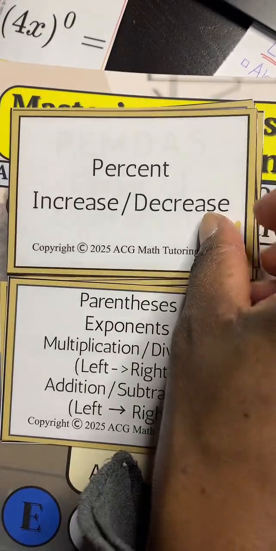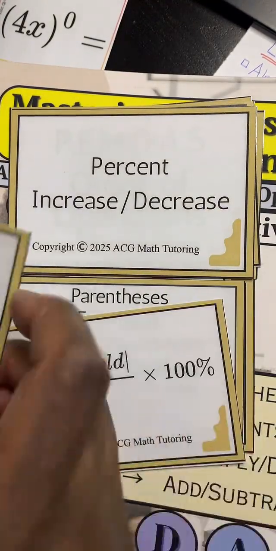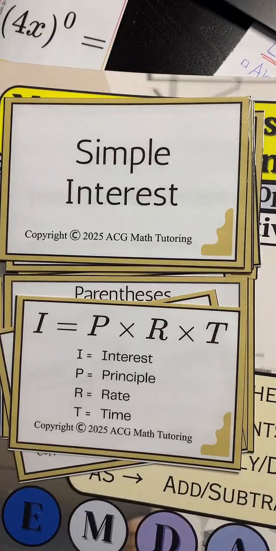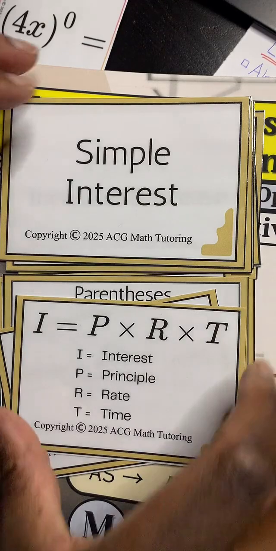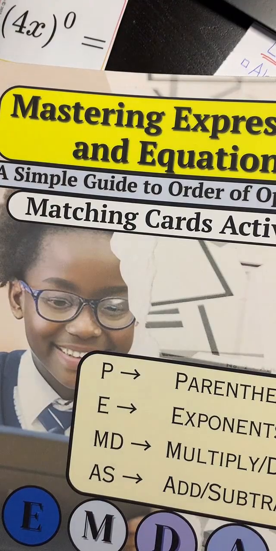Then we have our percent increase. So I have all of these, okay? Simple interest, and I even give you some blank ones just in case there's some that you may need in particular for your course. All right, so I have all these here.